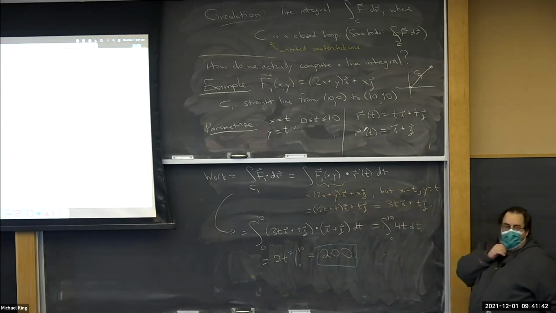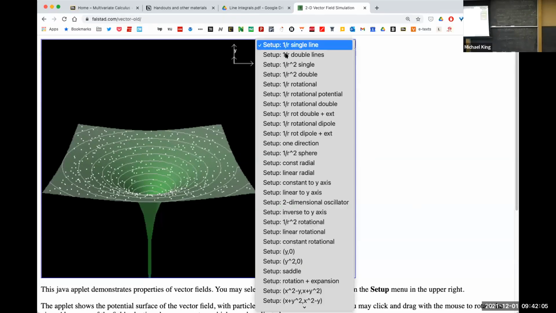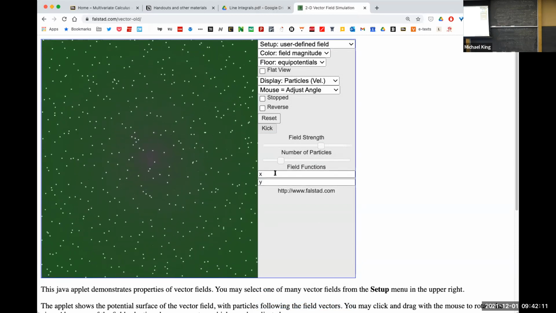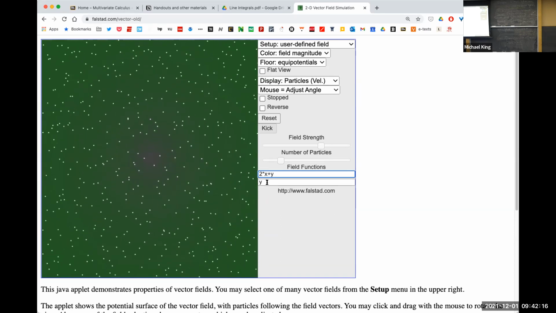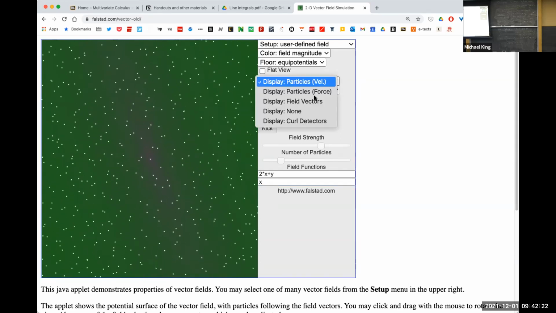Let me share screen again. I was going to show you the vector field. So, user defined field. If I put 2x plus y here, I think I have to use asterisks for multiplication. Field vectors.